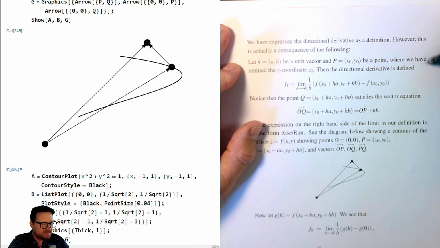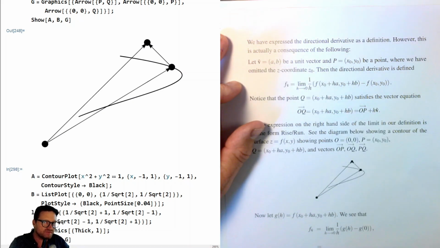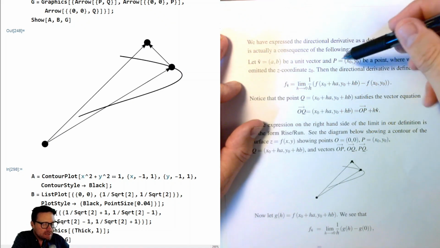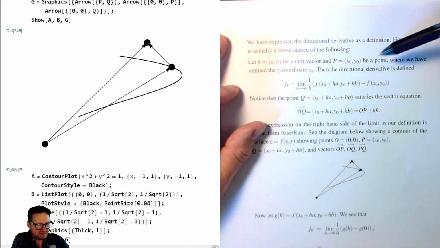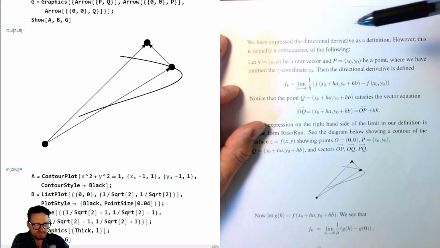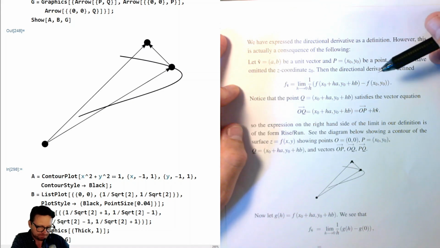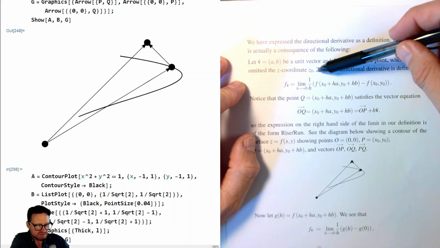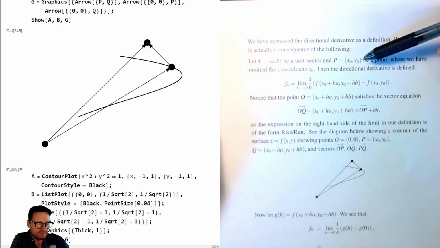So it's a consequence of the following definition. Let v hat be a unit vector, meaning that it has norm 1, and let P be the point x0, y0. We've omitted the z coordinate here because I want to view this from the point of view of contour diagrams, but there's a z0 in the 3-dimensional version of this point.